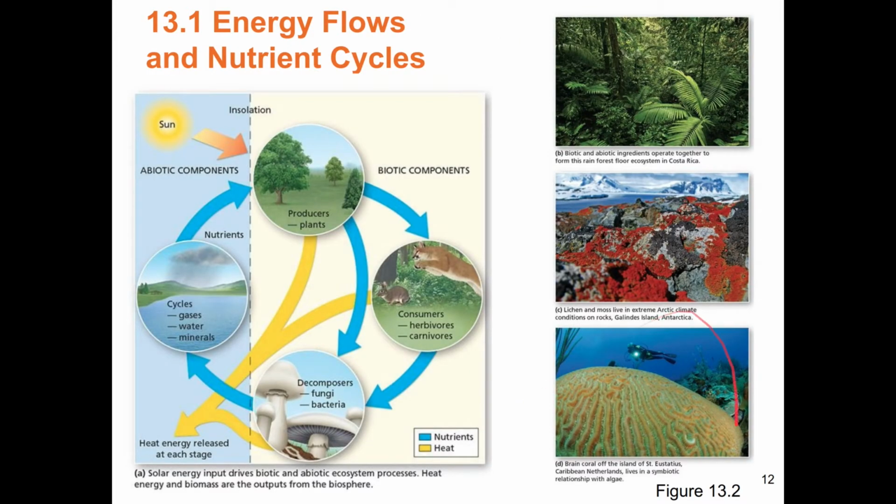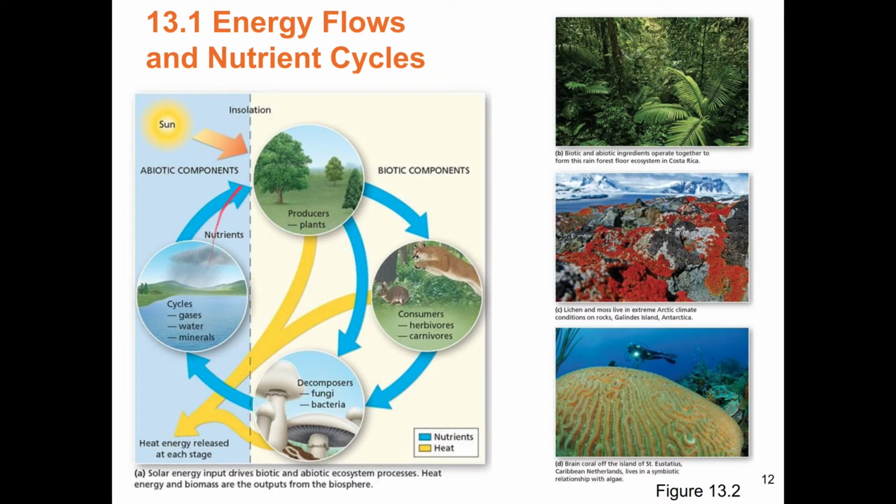So here we've got some biotic components, some abiotic components. We have things like gases and water and mineral cycles, like oxygen to carbon dioxide, back to oxygen to carbon dioxide, water evaporating and then condensing, precipitating, evaporating, condensing, precipitating. Same thing with minerals. Minerals get recycled. So gases, water, minerals, nutrients, insulation, those are all abiotic components.